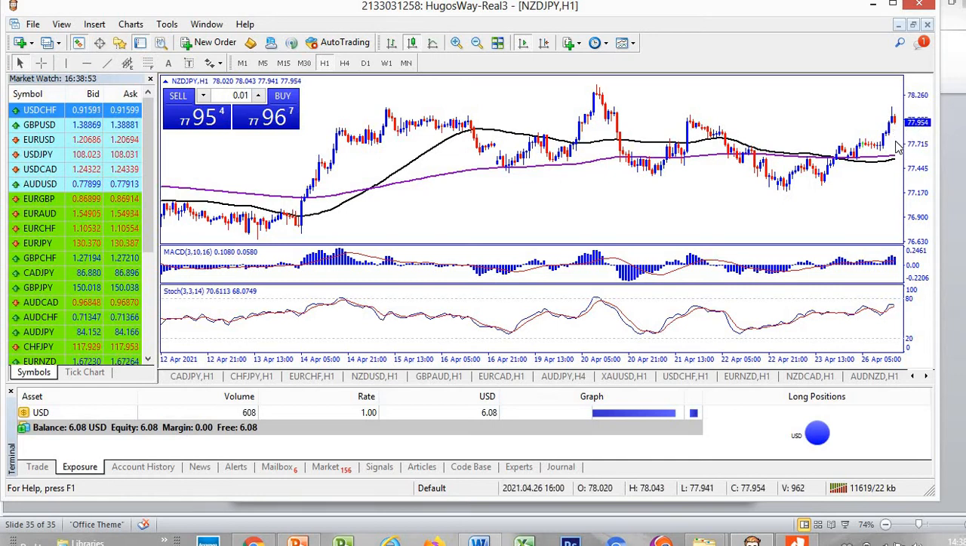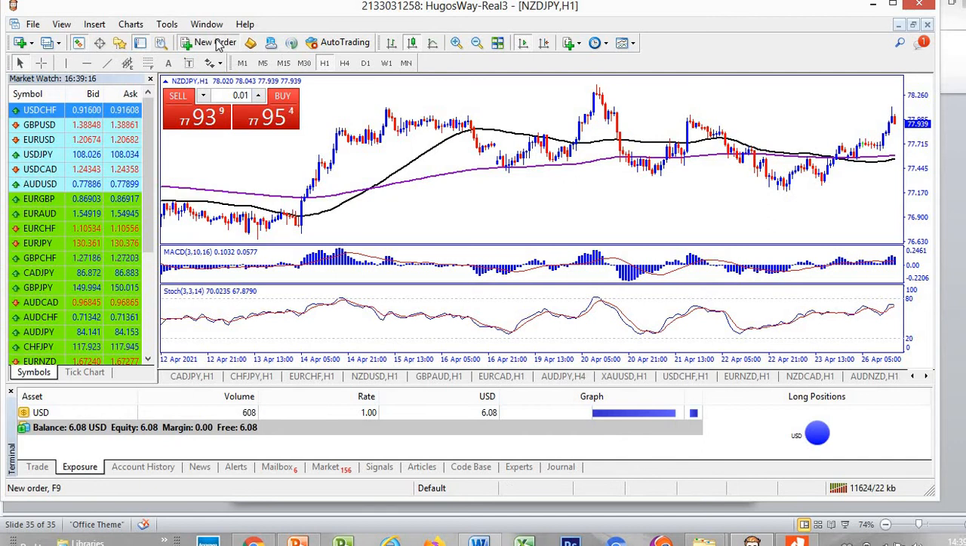Then I can place a buy limit order. Okay, so it's actually placed when the current price, in this case 77.9449, is above where you want to place your pending order, which is the buy limit in this example that we are treating now. So to do that, it's just the same process.